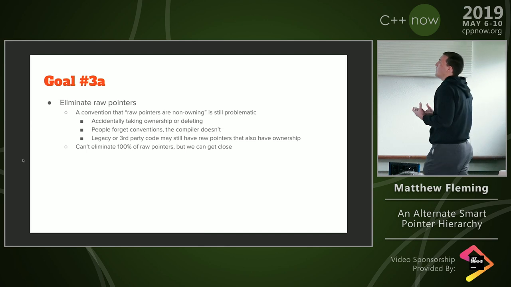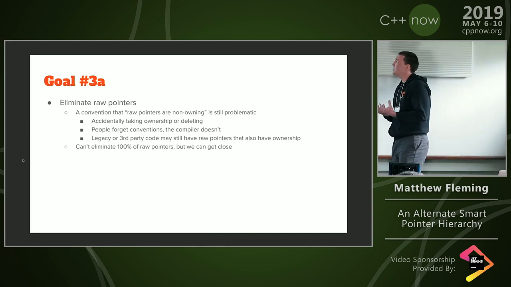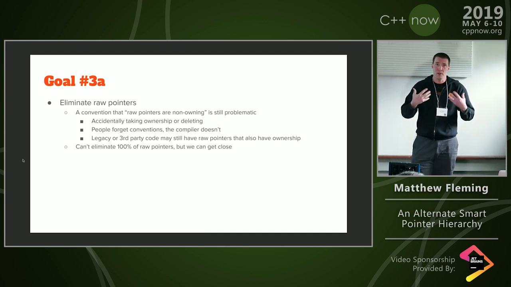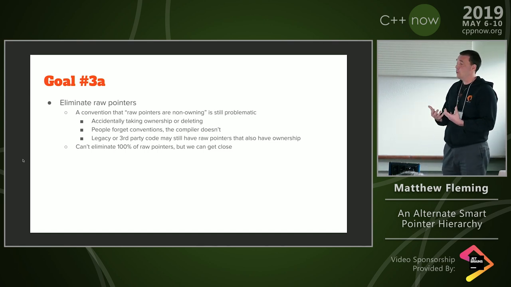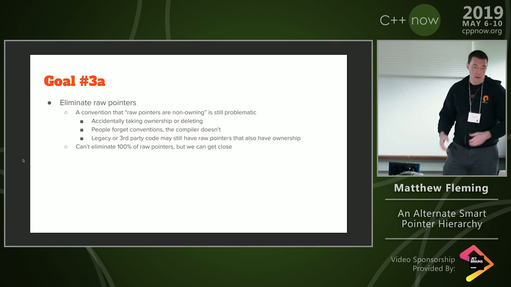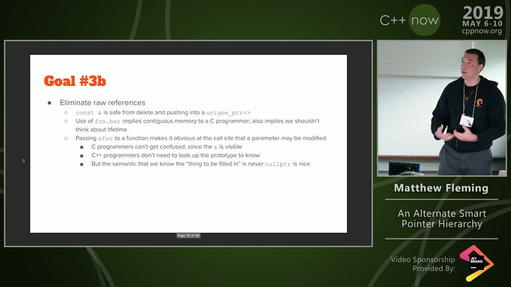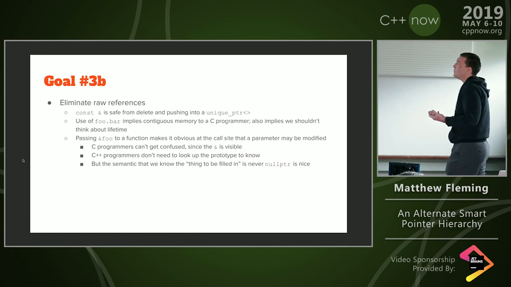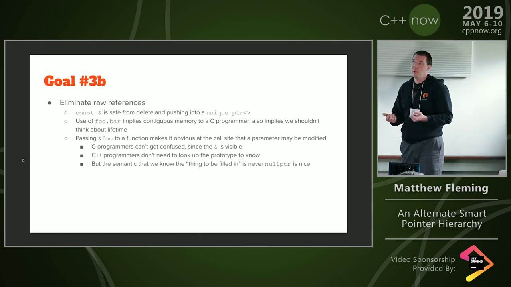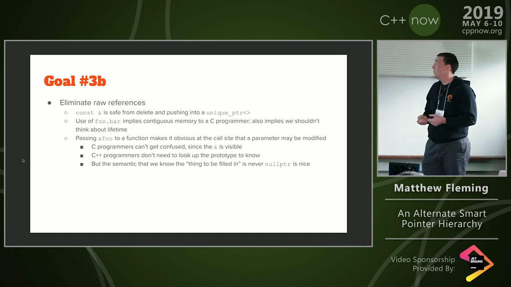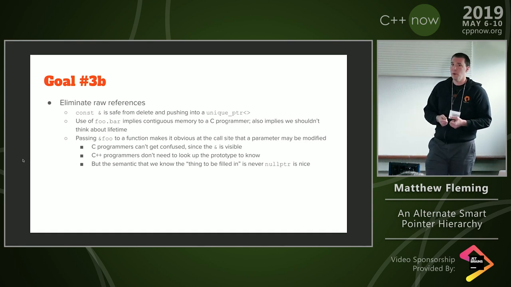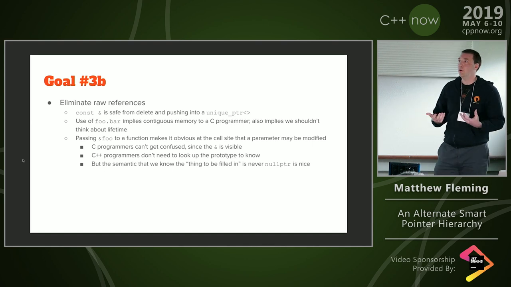So I really want to eliminate raw pointers. Like I said, your convention that raw pointers are non-owning is still problematic because you can still accidentally do things with them you didn't want to do. And I really want to make it as hard as possible to type code that's buggy. And that kind of means I actually want to eliminate raw references. So const references are safe. You can't delete a const reference or the address of the thing. You can't stuff a const reference into a unique pointer. There are other reasons I kind of want to eliminate references, at least from my code base.